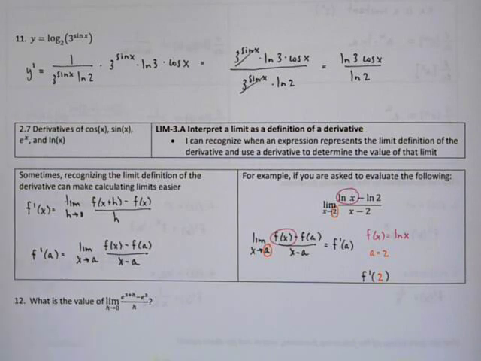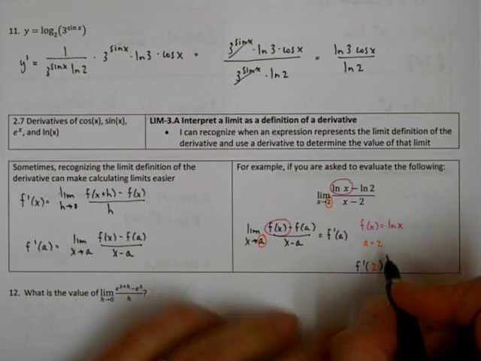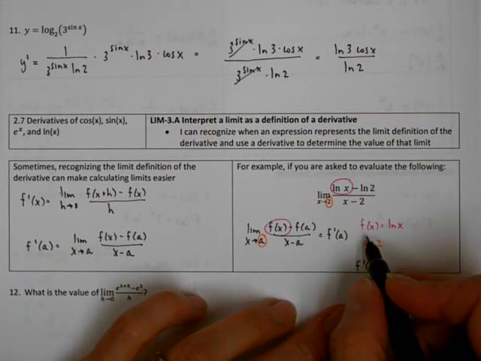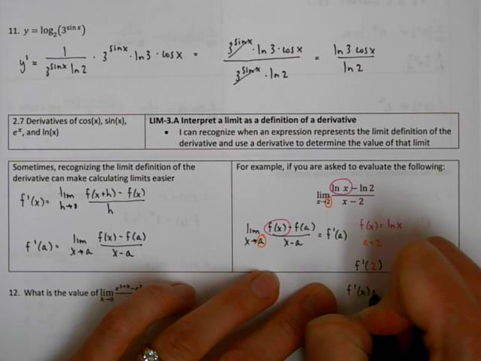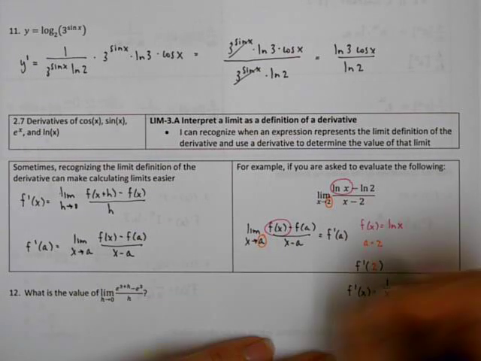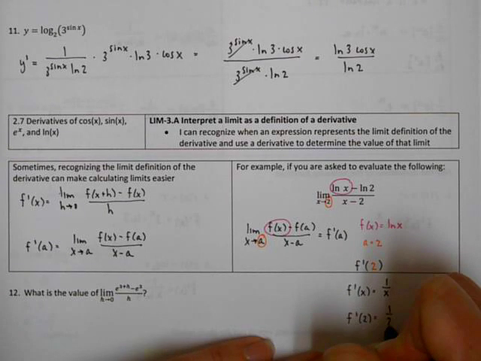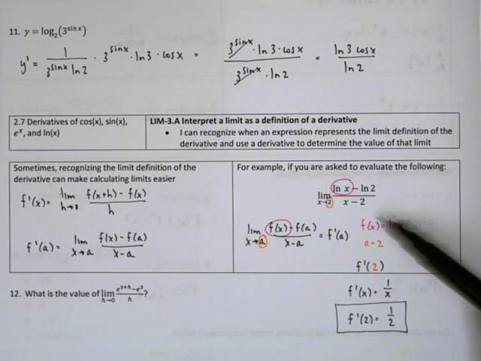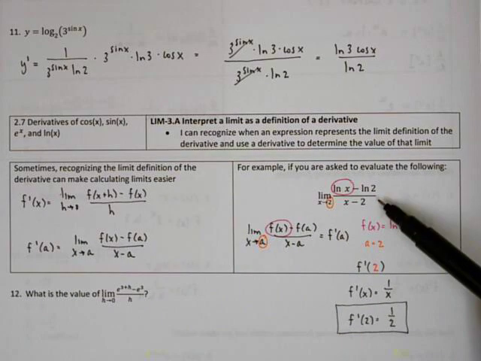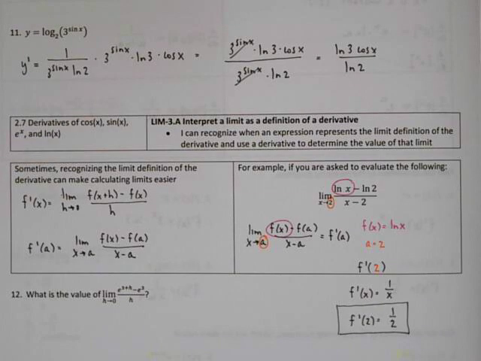So now I know what they're asking for. I know they want f prime of 2. So my function, which was f of x equals natural log of x, I know then that f prime of x equals 1 over x. So then I can calculate f prime of 2 is just 1 over 2. So if I can recognize that this is just the limit definition of a derivative, then I can use the rules that I know to find the actual derivative.